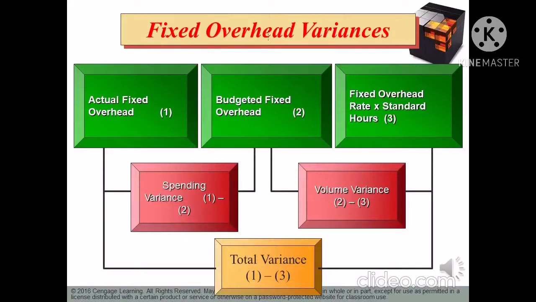Here is the table form for fixed overhead variance. It works the same way we applied before for material, labor, and variable. You plug in the information and do the calculation, and you will get the answer for spending variance, volume variance, and total variance.